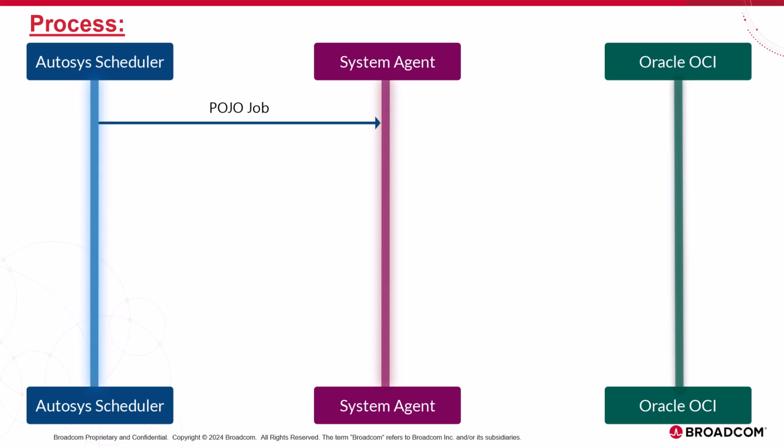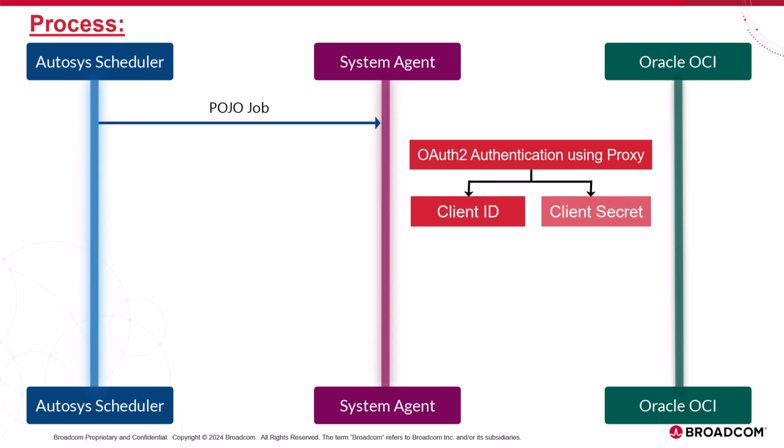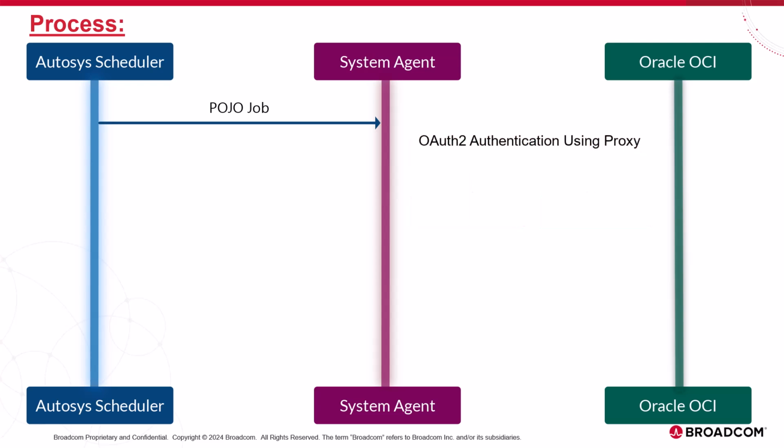Authentication is then initiated, with the system agent posting OAuth 2 authentication depending on the specifications provided in the authentication J2EE properties. In this video, we use OAuth 2 authentication with proxy, which combines a client ID and a client secret. AutoSys allows connections via proxy, providing additional flexibility and security when accessing Oracle OCI resources.